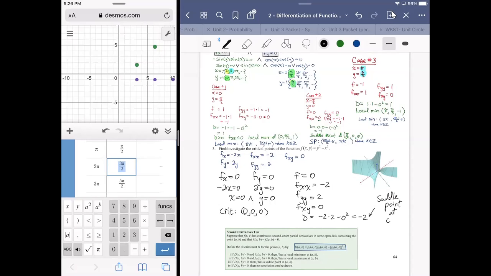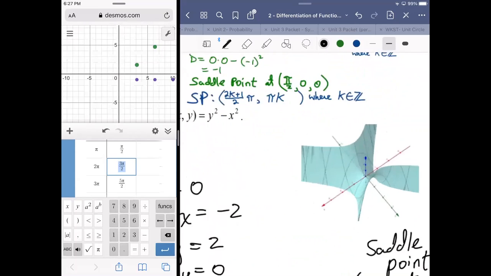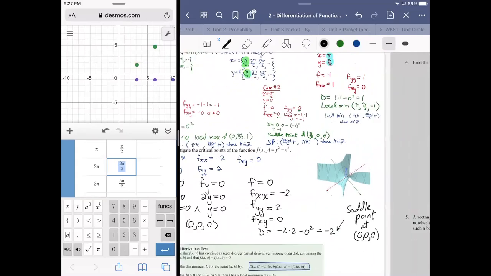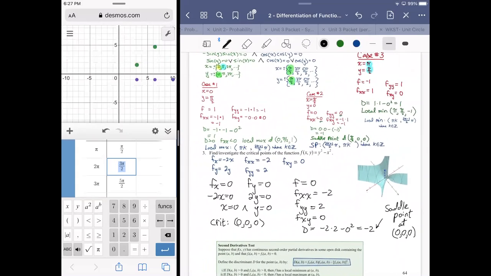At 0, 0, 0. Now, this is actually the graph of a saddle. If you really look at it, you see those parabolic relationships, like it takes on the shape of a saddle, right? So that's kind of what we're using as our exemplar situation.